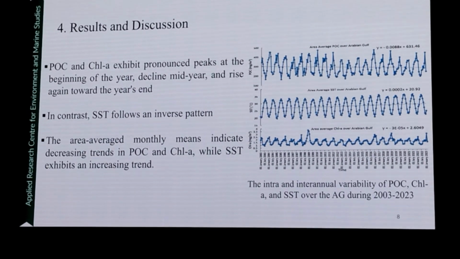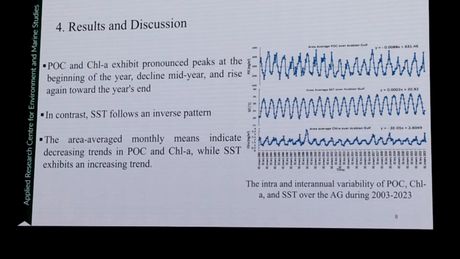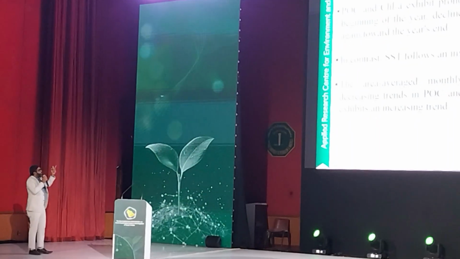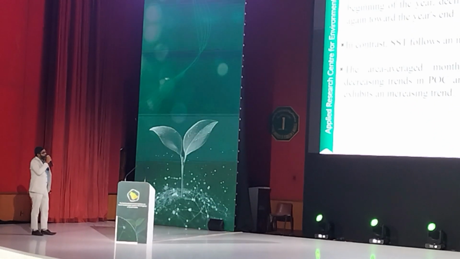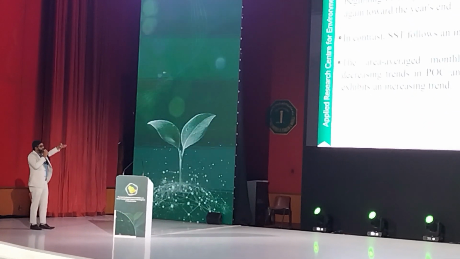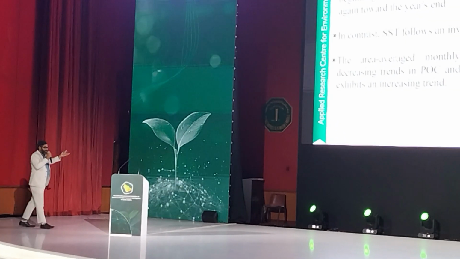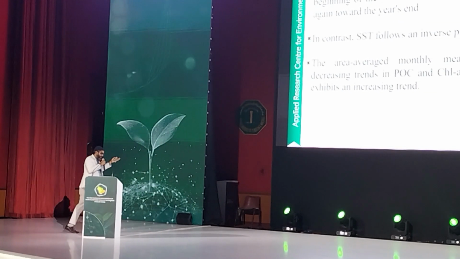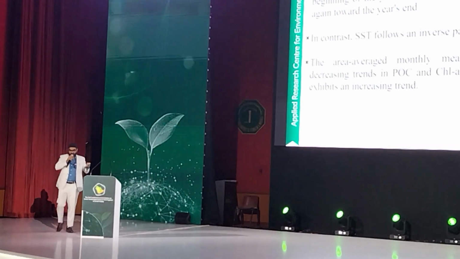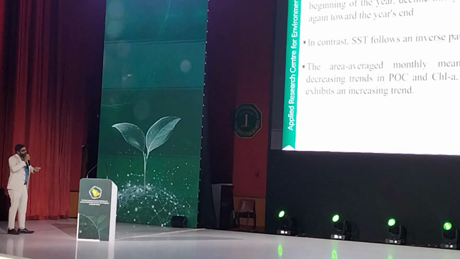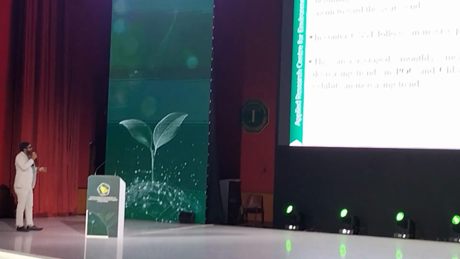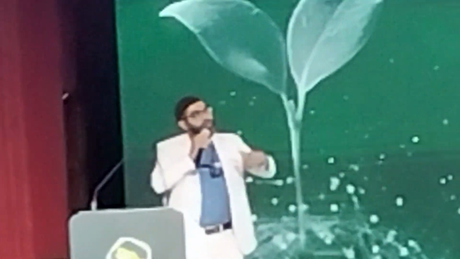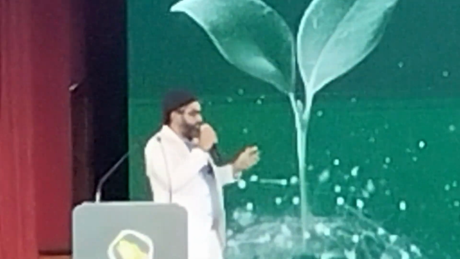In the case of yearly change, we can see that at the beginning of the year, particulate organic carbon and chlorophyll are higher, and then increasing gradually. By mid-year, they are at the highest level, and then going down again. So particulate organic carbon and chlorophyll show a similar trend, but SST, the sea surface temperature, shows a bit of an opposite pattern. You can say it's an inverse pattern.